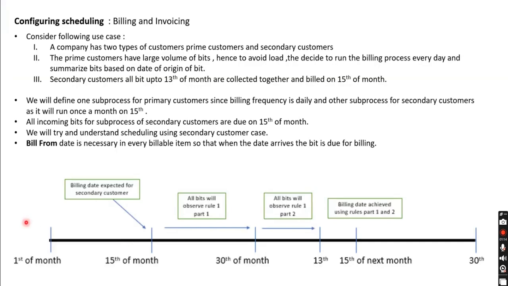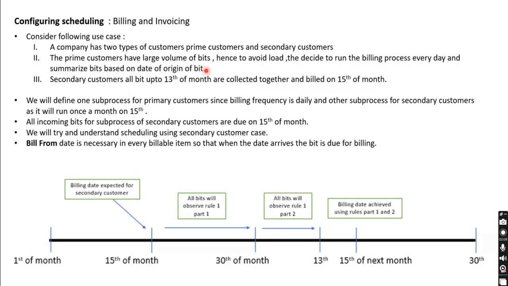Okay, so see here it says billing and invoicing, configuring scheduling. Consider the following case: a company has two types of customer: prime customers and secondary customers. Okay, some VIP customers and some regular customers. The prime customers have a large volume of bits, hence to avoid the load, they decide to run the billing process every day and summarize bits based on the date of origin of the bit. So for prime customers, there is no scheduling. Every day, whatever bits are received, they will be billed and invoiced.